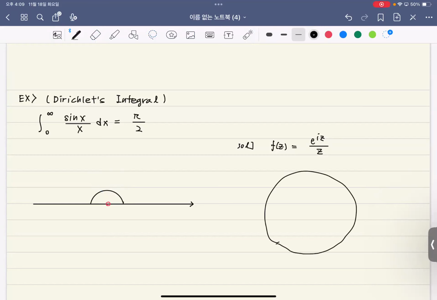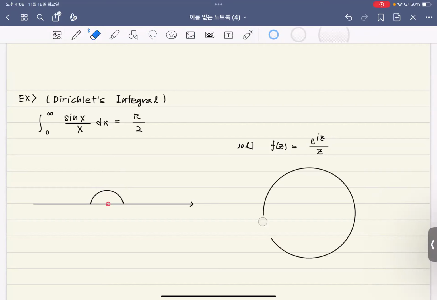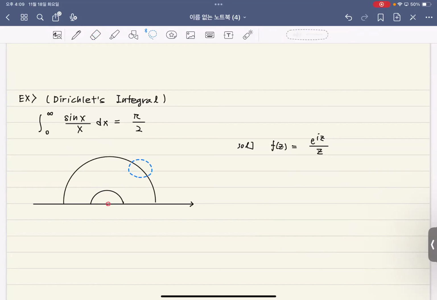And another circle that looks like this. These two semicircles are all centered at the origin, and the radius of the first one is small r, and the radius of the second is large R. And I want to consider this contour, this closed curve. First, I traverse along this curve C_R in this counterclockwise direction.